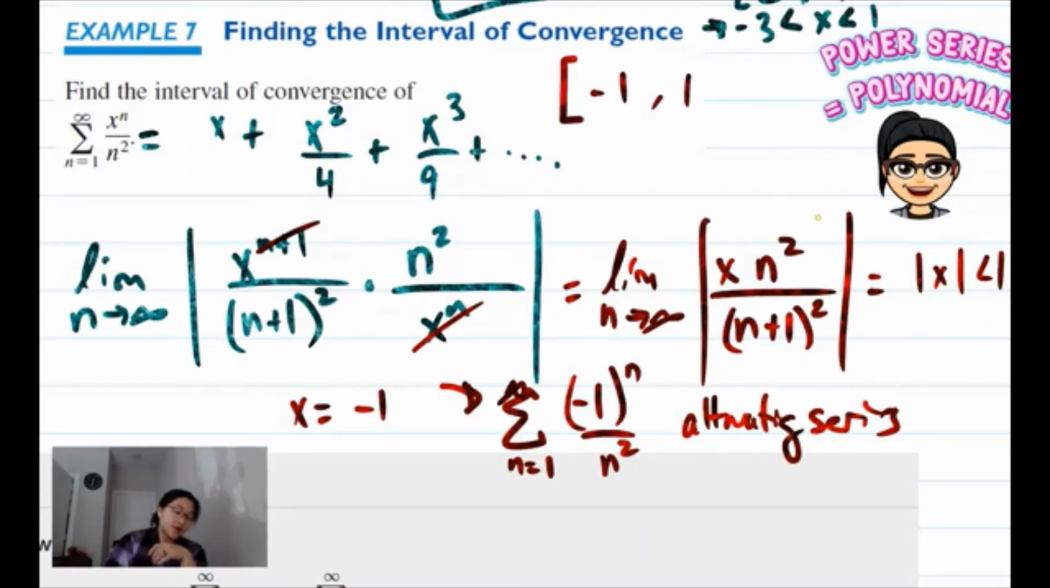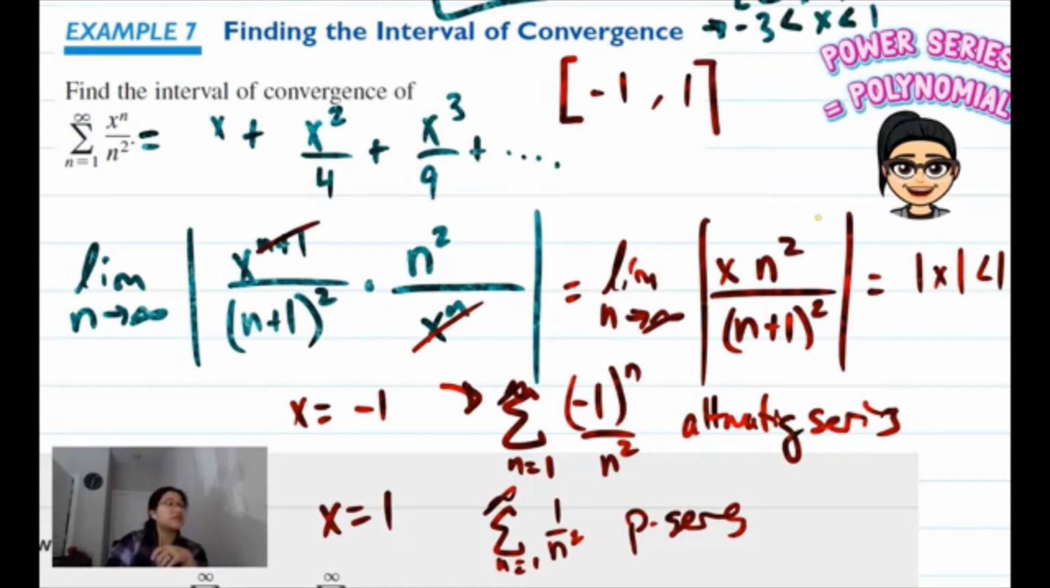And what about when x equals positive 1? What's going to happen? Well, we have not alternating, but we still have a p-series. We have 1 over n squared. So we also have convergence. So our interval of convergence is between -1 and 1, including the endpoints. Pretty cool. And so this is like alternating series. This is a reminder of p-series. This is all the things. It's great.